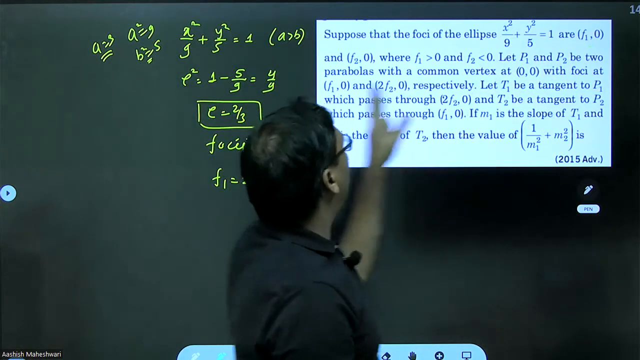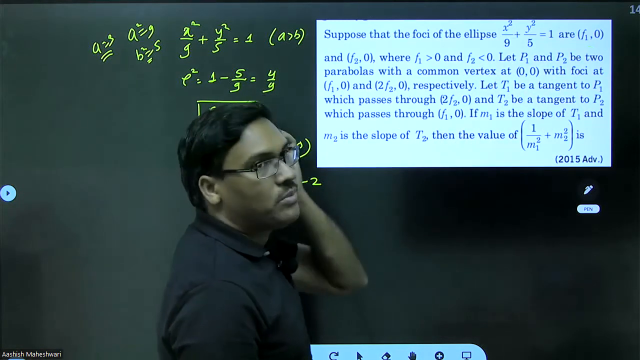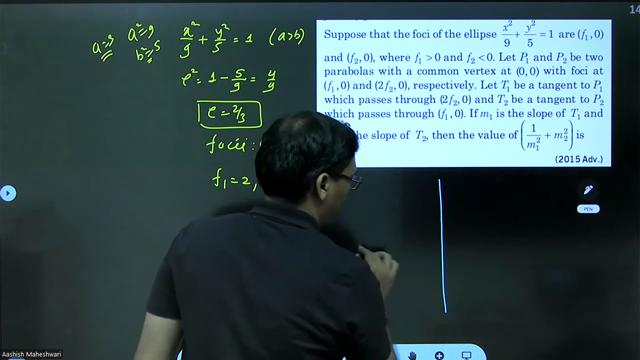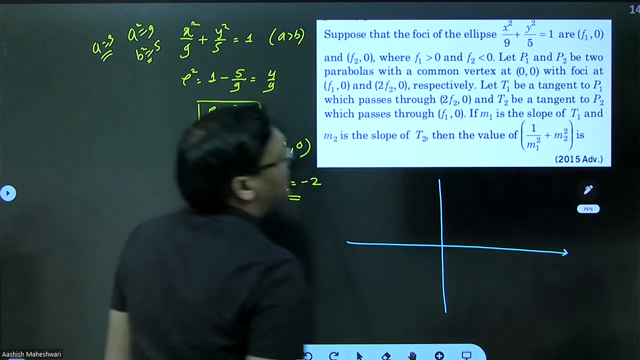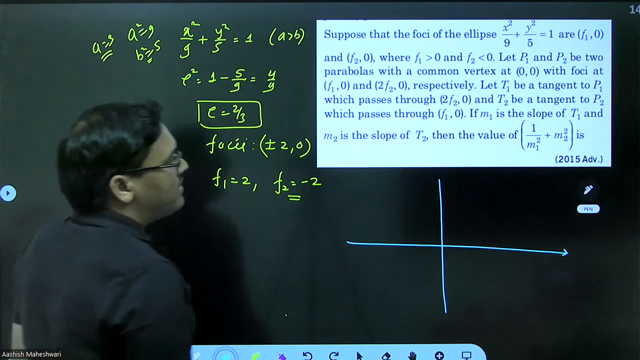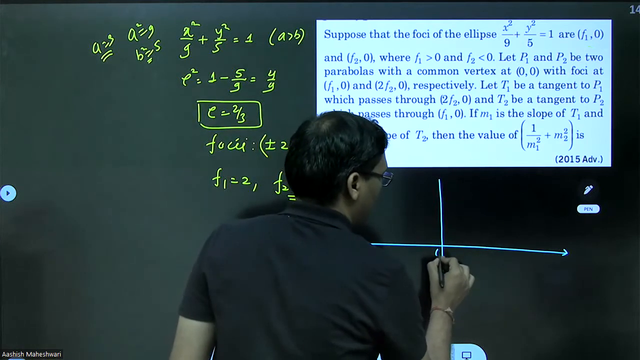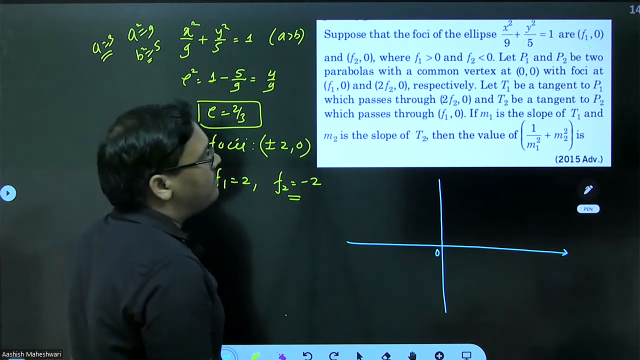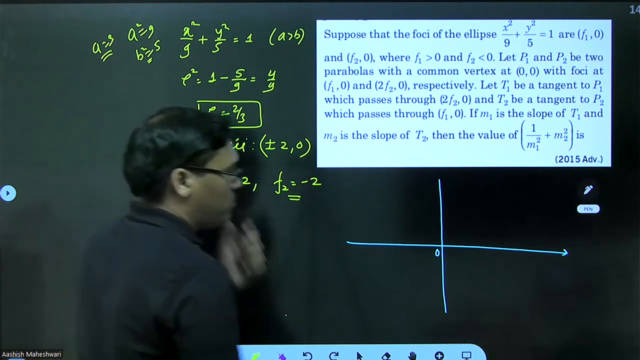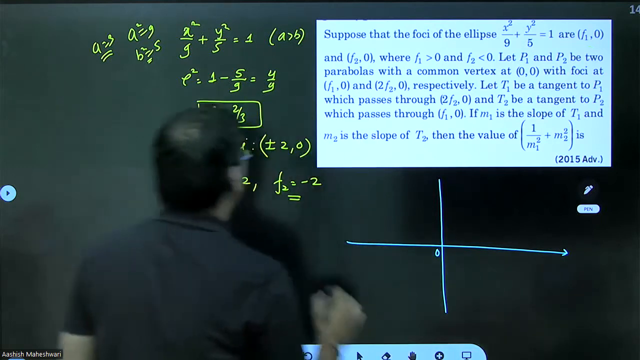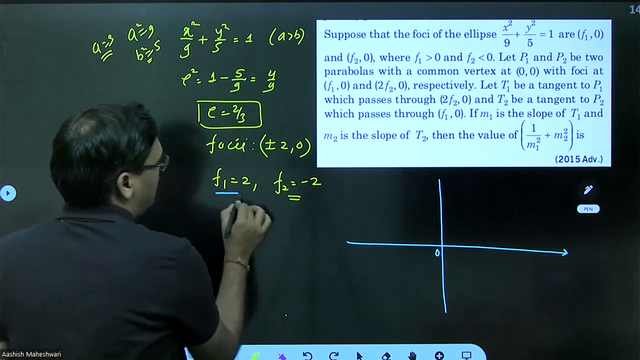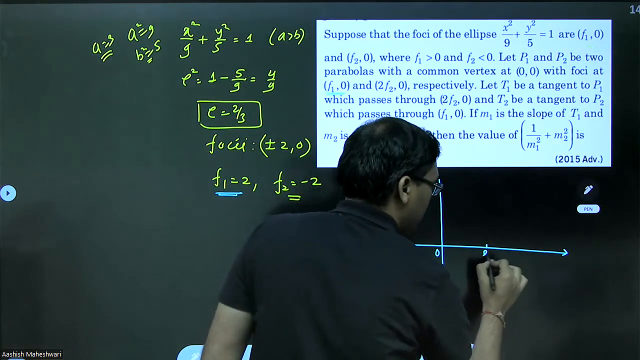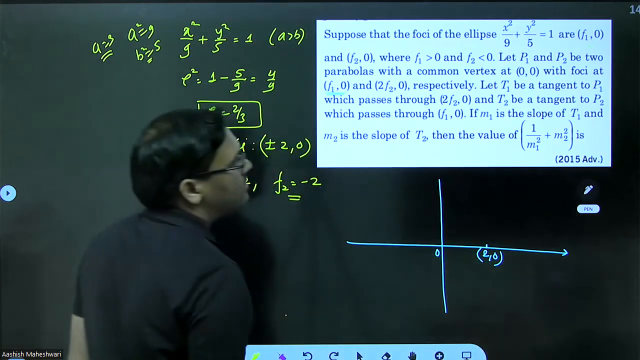Let P1 and P2 be two parabolas with common vertex at 0 comma 0, with foci at F1 comma 0 and 2F2 comma 0. So now let's draw the diagram. So one parabola has focus at F1 comma 0, you can see this is 2 comma 0. Right? This is the focus.